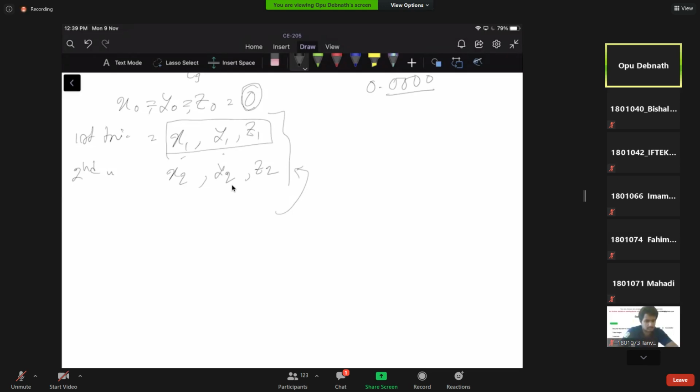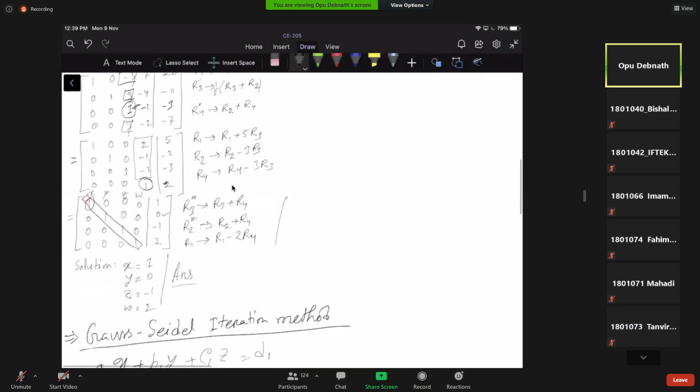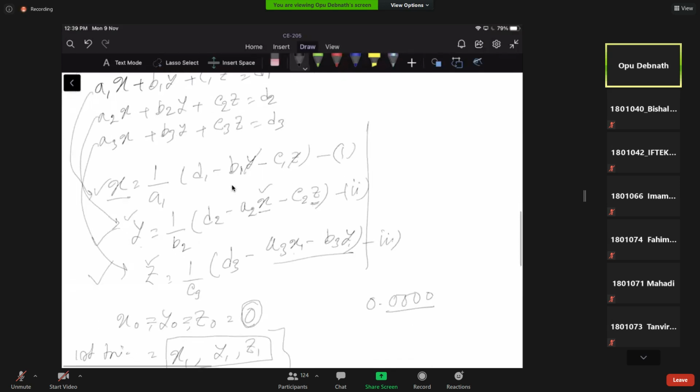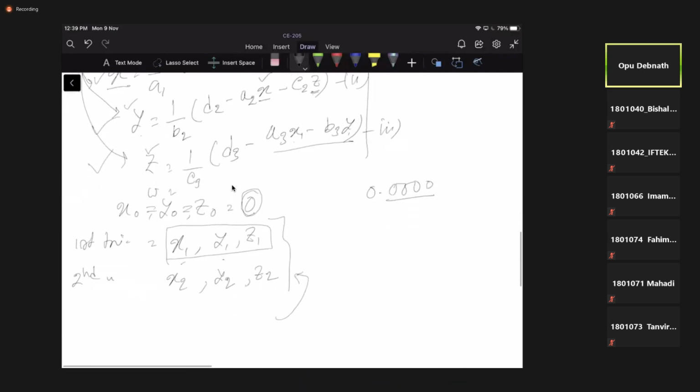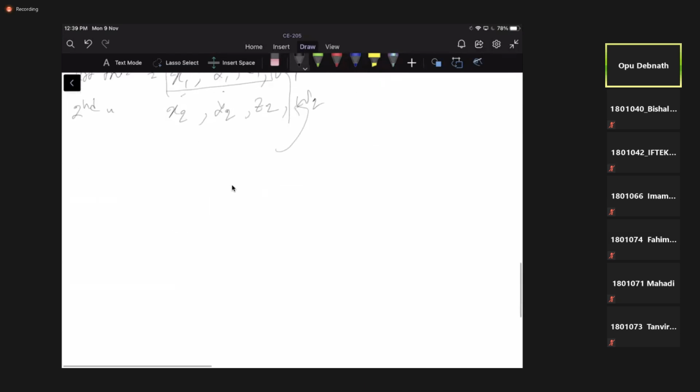If you have 4 unknowns, just like in this problem, you will get 4 equations for x, y, z, and another for w. So in every step you need to find 4 values, that means 4 unknowns. So let's start with an example with 3 unknown values.